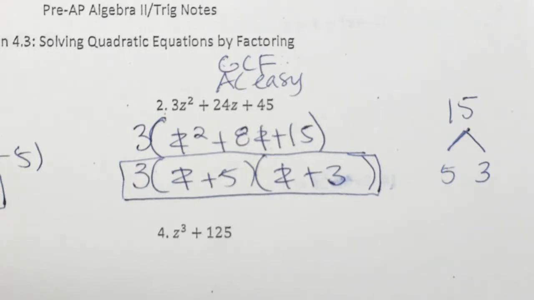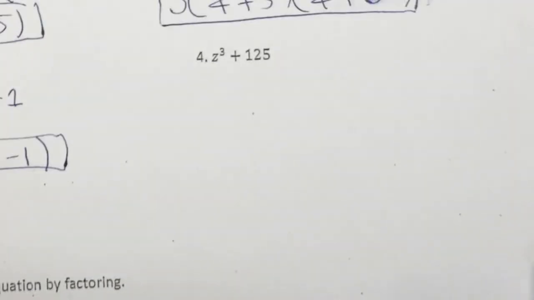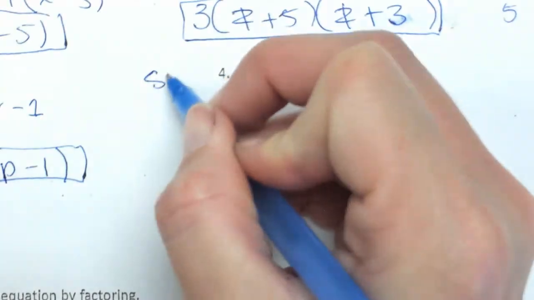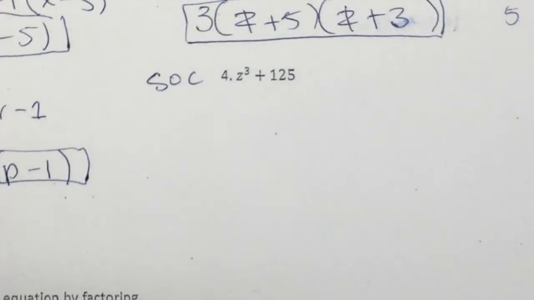Alright, these next two are different than what we've been doing. Y'all don't know how to do these yet, but we're about to learn. How many terms do you see on number 4? Do they have anything in common? Can it be difference of squares? No. So the other two are sum of cubes and difference of cubes. This one's going to be what? Right, SOC beside it. SOC.